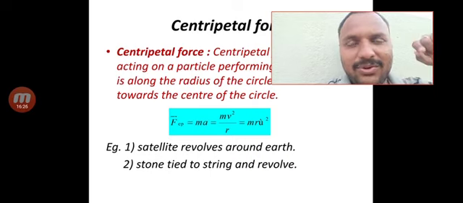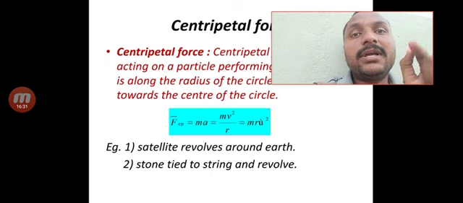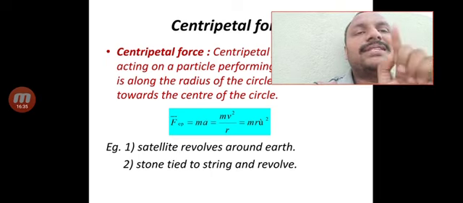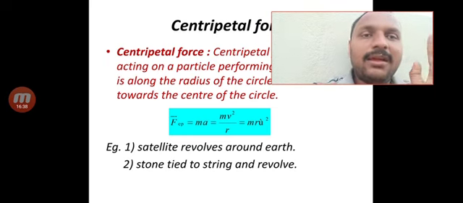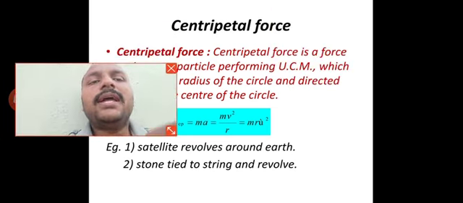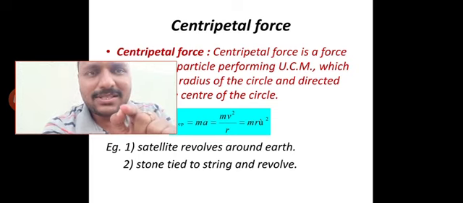Okay, then here we say that the force is a gravitational force, but this is a UCM and that force is toward the center, therefore called a centripetal force. Okay, another example: a stone tied to a string and revolving in a circular path.